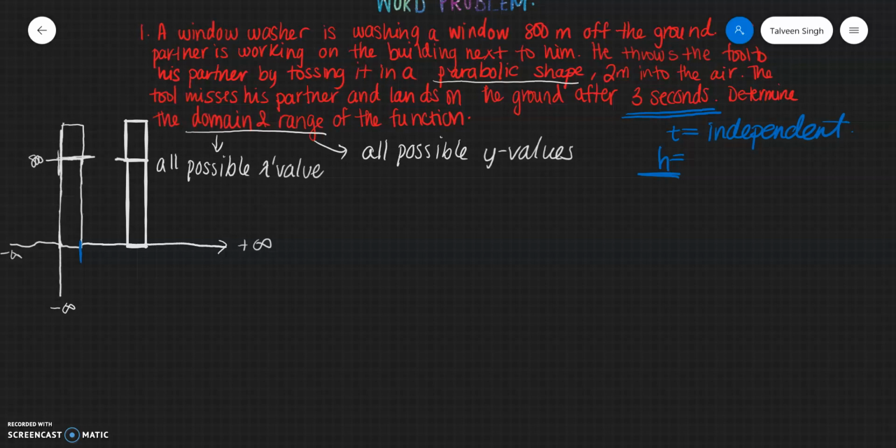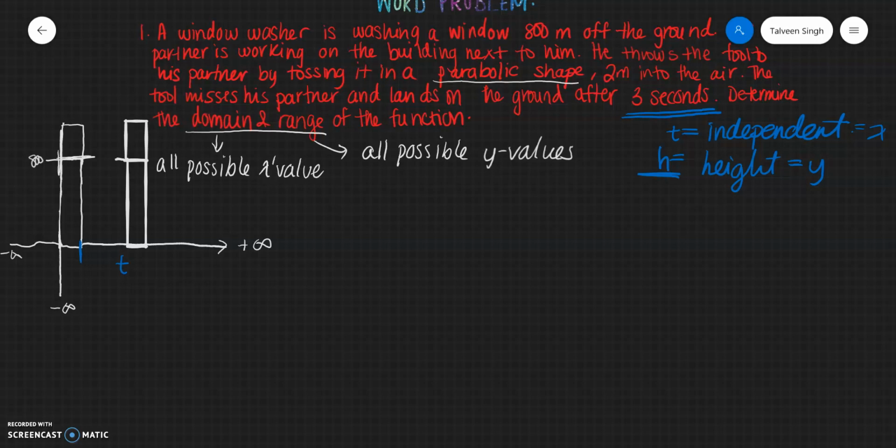It's the thing that determines where everything else is. Time is always going to be the independent variable. So that's going to be my x's right here. That's going to be time. Height is going to be my dependent variable, right? So this is going to be my y, this is going to be my x. So that's first things first.